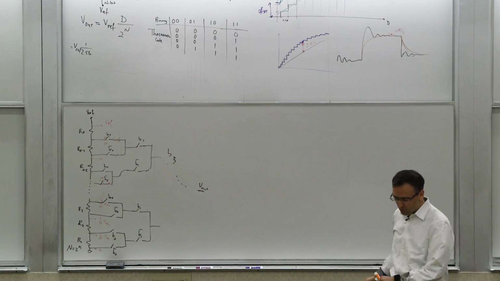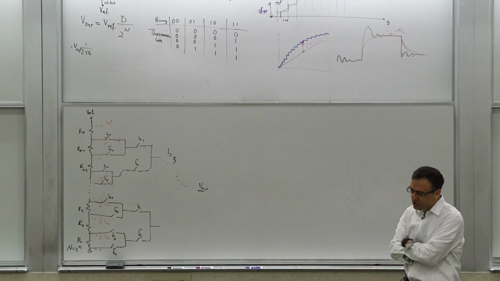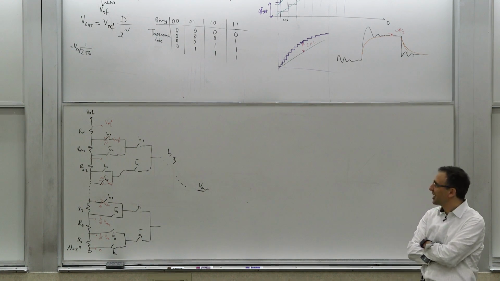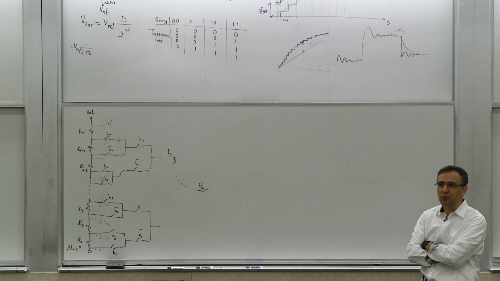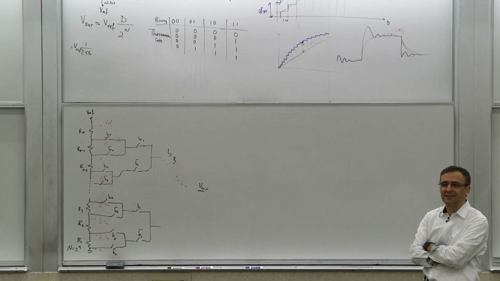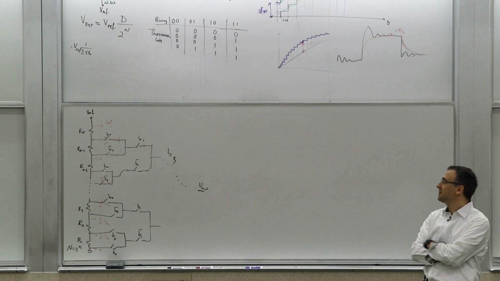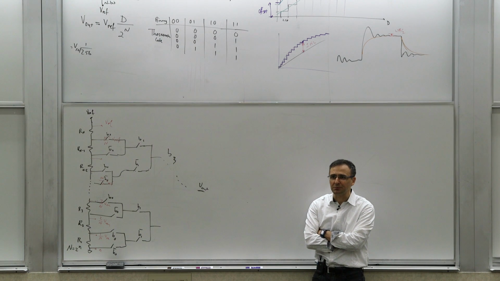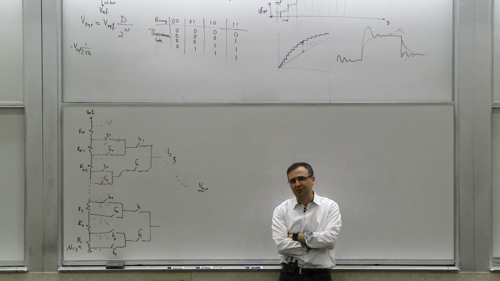But so what are the problems? What are the challenges with this thing? Can you think of challenges with using this as a D2A? Yes? Trading output impedance and power consumption. Great. So tell us more about, let's talk about the output impedance. What's the problem with the output impedance?